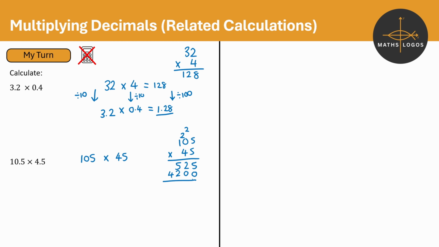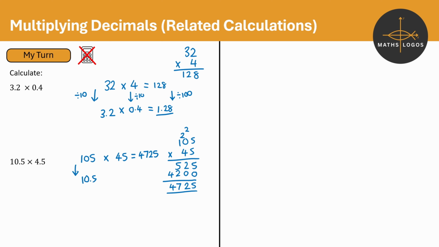Add these two numbers together. 5 and 0 is 5. 0 and 2 is 2. 5 and 2 is 7. And I've got my 4. My answer is 4,725. Then I'll consider how I went from 105 to 10.5.